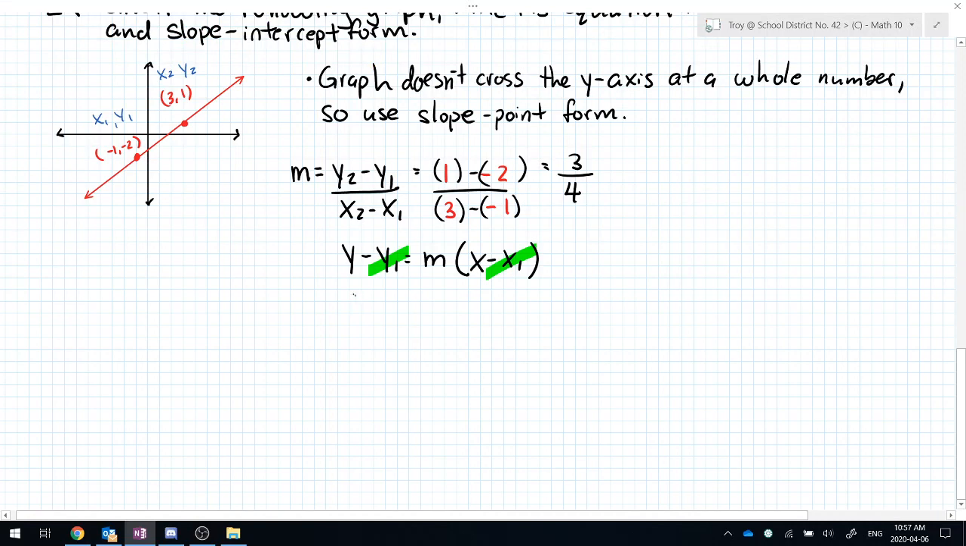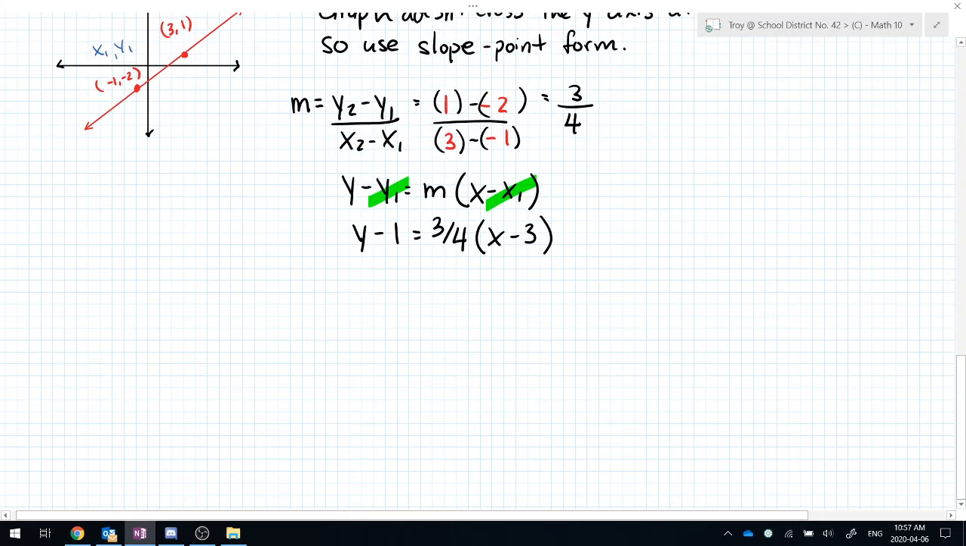So we'll have y minus y1, and I'm using my point (3, 1) over here, so my y coordinate is going to be 1. My m value, we just calculated, is going to be 3/4. And x1 is going to be the x coordinate from the point I'm using, which is 3. So that's going to be our equation in slope point form, but now we want to get it into slope intercept form. All we need to do is expand and simplify to get it into slope intercept form.